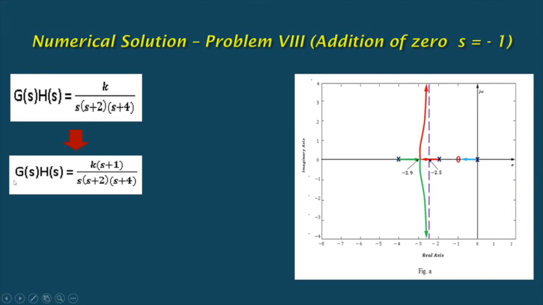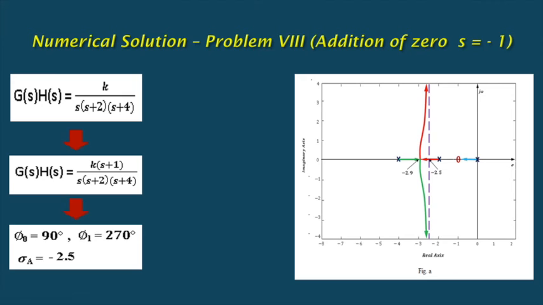That means we get this equation: G(s)H(s) equal to K into s plus 1 divided by s into s plus 2 into s plus 4. Where 1 zero is -1 and 3 poles are origin, -2 and -4. Then find the angle of asymptote and number of asymptote. P minus Z, that means 3 minus 1, 2 number of asymptote.